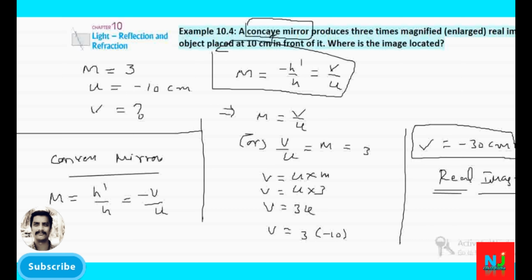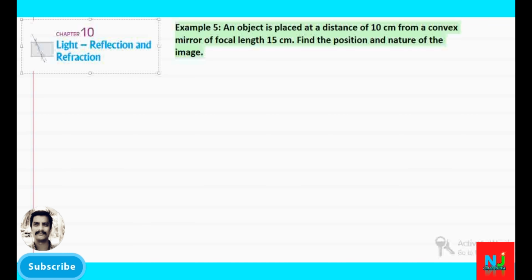So like that we have to solve any type of numericals related to any examples on concave mirror and convex mirror. Let us go for example number 5. In example number 5, the problem is very simple. An object is placed at a distance of 10 centimeter from a convex mirror. The very important thing is that the type of the mirror is convex. Object distance is equal to minus 10 centimeter irrespective of the type of the mirror. Object distance is always negative.